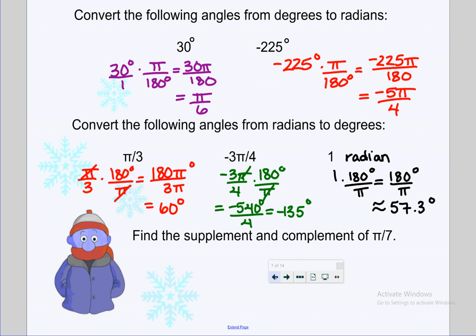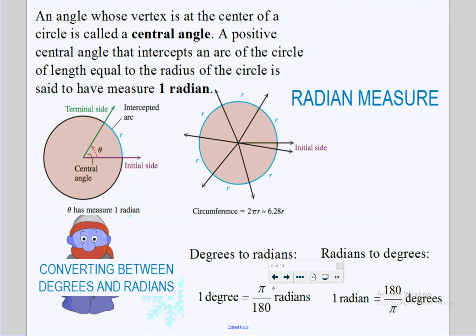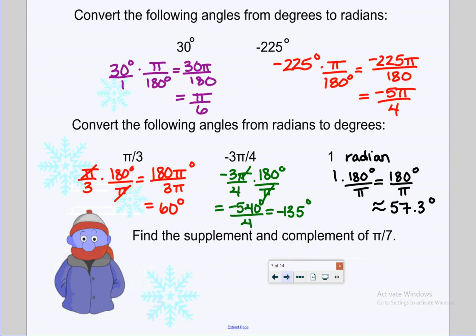So if you look back at that previous picture, that central angle here, that's about that 57.3 degrees that we're talking about. And we can fit about 2 pi, about 6.28 of those around a full circle. Okay? Questions on that?